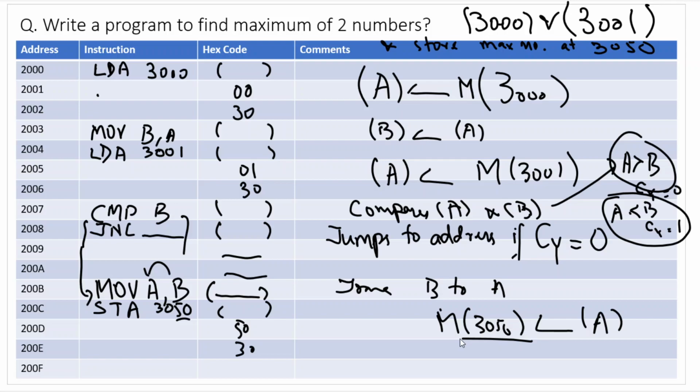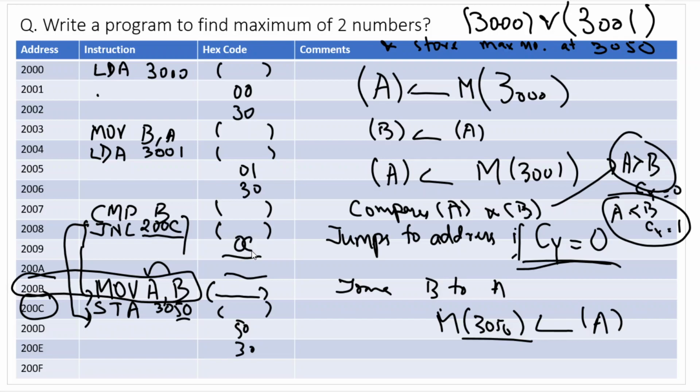Now what was the case here? JNC. If JNC, that means if jump, I was actually performing this instruction. In this case, A was already greater than B. I had to actually skip what was written at this step. Fine. If A was already greater than B, I need not transfer B to A. A is already carrying that number. So this instruction would have jumped straight away to this address. So I have to write this address location here, 200C. Fine. So there you will have 0C and here you will have 20, the least significant byte and the most significant byte of the address.